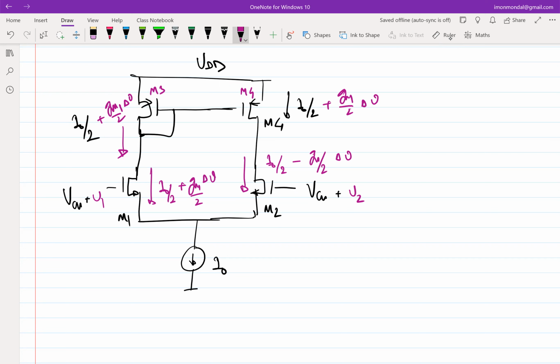So now, let's do the short circuit current first. Let's assume we are doing incremental short circuit. What is the short circuit current that is flowing into this node? GM1 by 2 times delta V minus of GM1 by 2 times delta V. So this becomes GM1 times delta V. This is an incremental short.